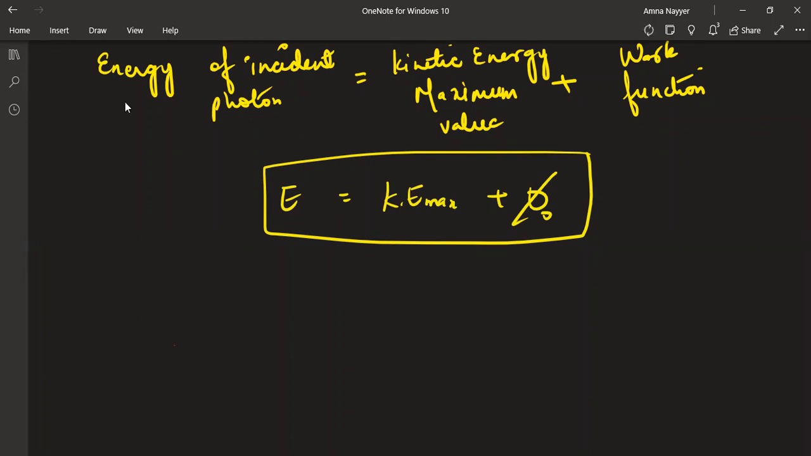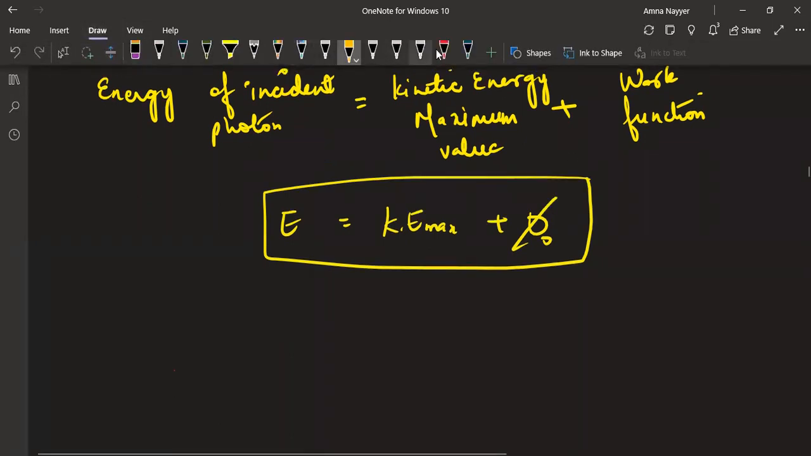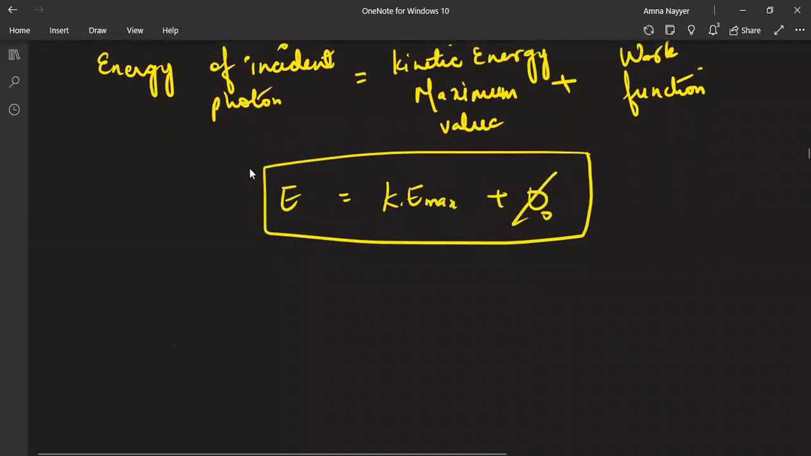But see, you can use this formula in so many ways. I'll tell you. Energy, just now I have told you, you can write energy as h nu. You can write energy as hc by lambda. Whatever is given. Suppose in your exam, in your question, frequency is given, so use h nu. If lambda is given, so use hc by lambda.